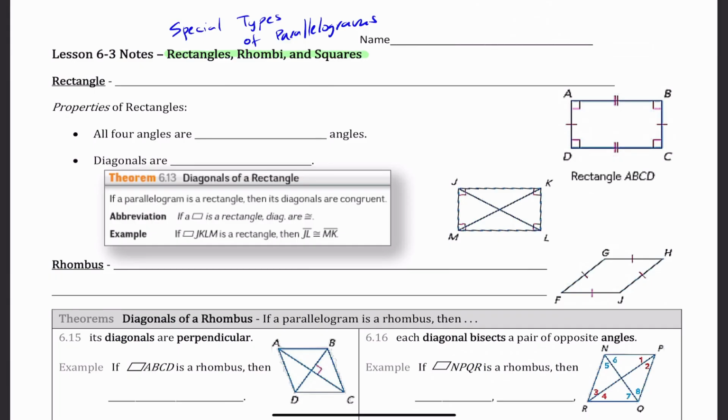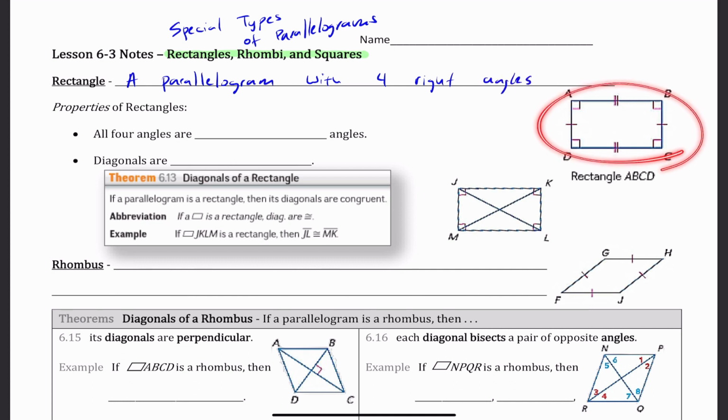So I want to talk about these special types of parallelograms. One of the parallelograms that you have to know is a rectangle. A rectangle is basically a parallelogram with four right angles. Okay, so you're going to have to believe me on this. We have a quadrilateral, 1, 2, 3, 4. These sides are parallel. These sides are parallel. So it is indeed a parallelogram. But this parallelogram has four right angles, which we will call a rectangle.